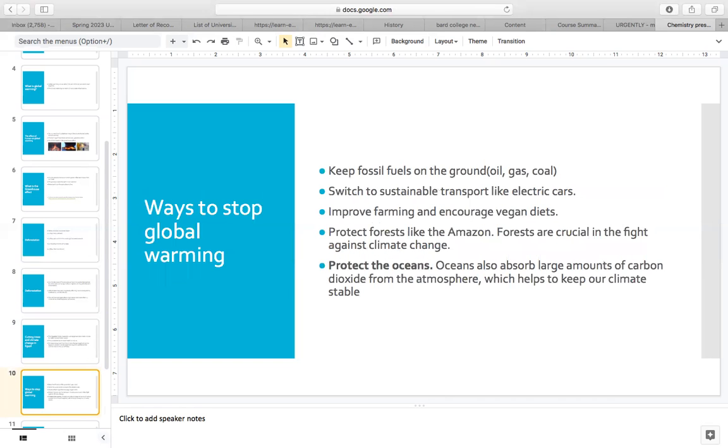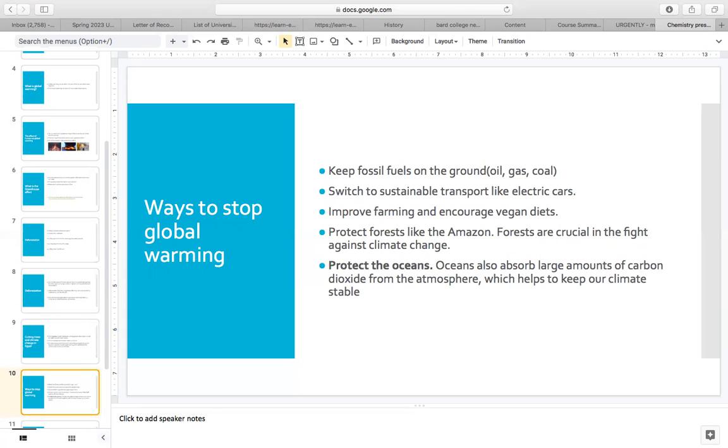Last, I would like to conclude by some ways to stop global warming. Keep fossil fuels on the ground. When you burn the oil and gas and coal, it will increase the carbon dioxide in the air, which will increase the global warming all over the world. So I think it's better to keep the fossil fuels on the ground.